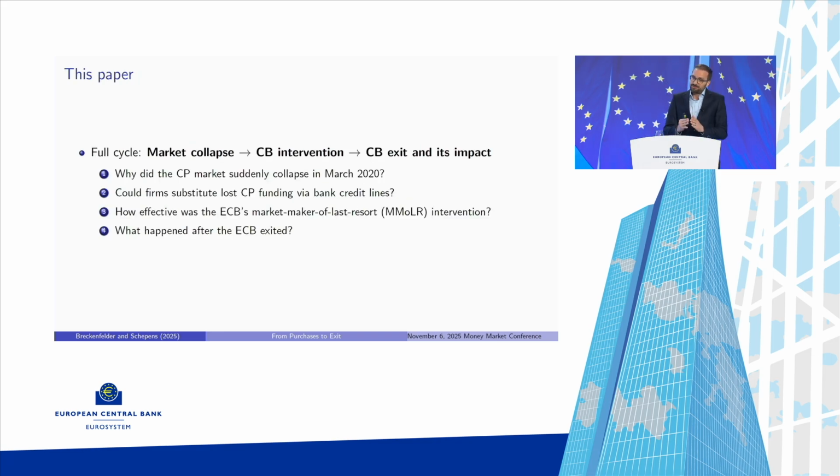So in this paper, we try to study the full cycle from market collapse to the central bank intervention and eventually to the central bank exit and its impact. Specifically, we ask the questions: why did the commercial paper market suddenly collapse in March 2020? Could the firms substitute lost commercial paper funding via bank credit lines? How effective was the ECB's market maker of last resort intervention? And what happened after the ECB exited?